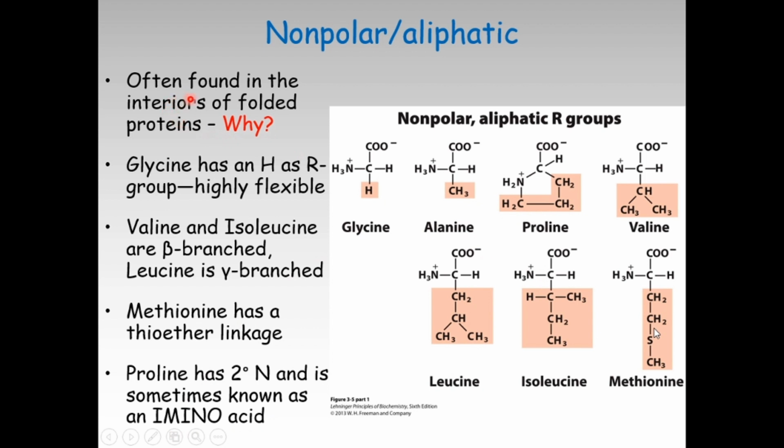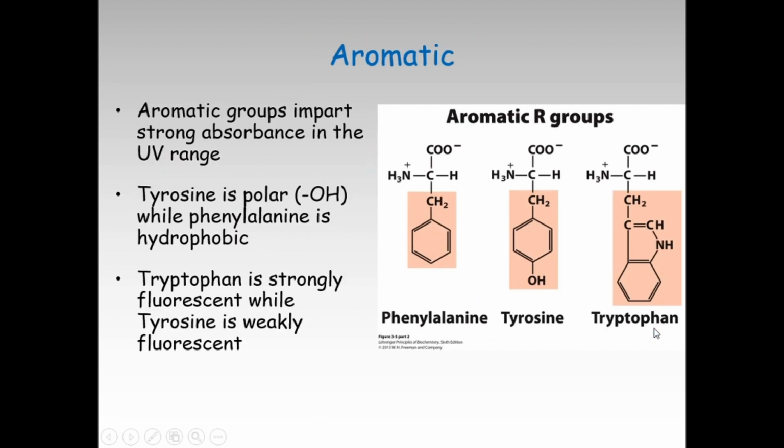Now these amino acids, aliphatic, nonpolar, are found in the interiors of folded proteins. Why? That's a question that you need to ask yourself and answer. I will be able to help you out with this when we talk about this later on. That's an interesting question, and you know the answer because we looked at this in chapter 2. Think about it.